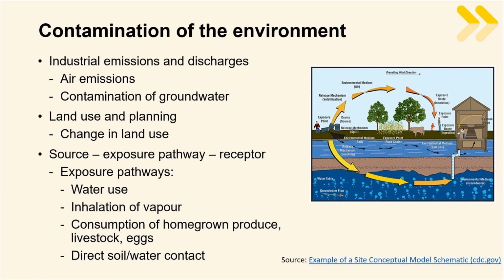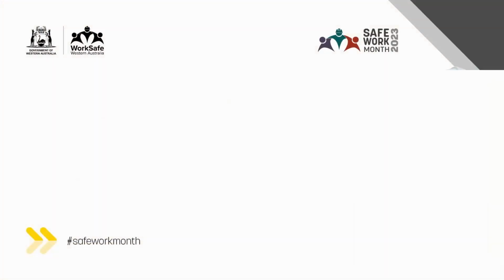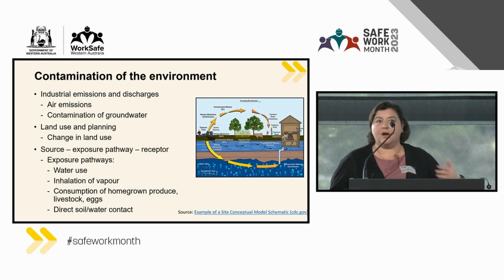There is the Contaminated Sites Act in WA, which manages any kind of contamination that occurs on land. Another way people can be exposed is from contamination on land, where there's a change in land use. So then you might be exposed not just through groundwater or air, which can go off-site, but also through soil, growing things in the soil, eating produce from the soil.